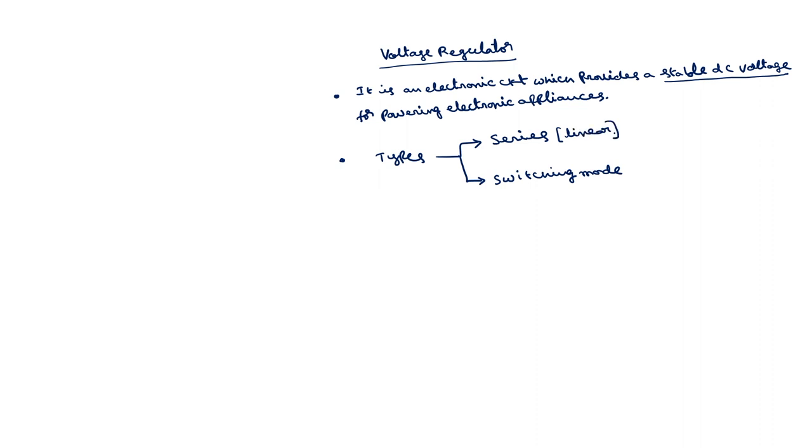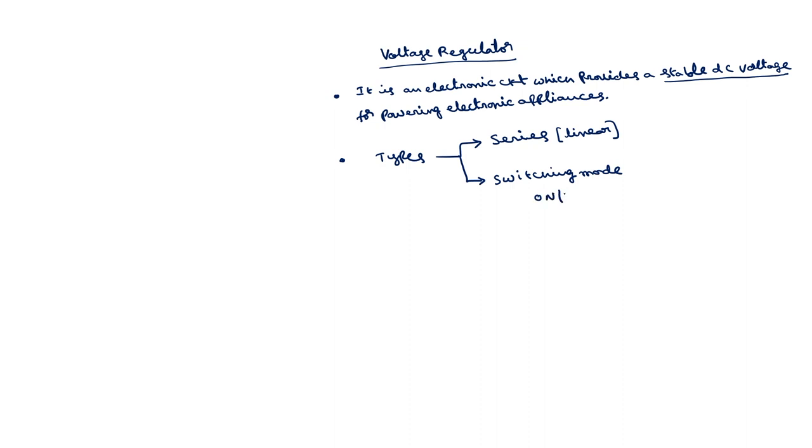This series regulator can also be called a linear regulator, because here we are going to use a power transistor which operates in the linear region, whereas in switching mode we are going to use a power transistor which will act as an on-off switch. So, this will act as a non-linear voltage regulator.